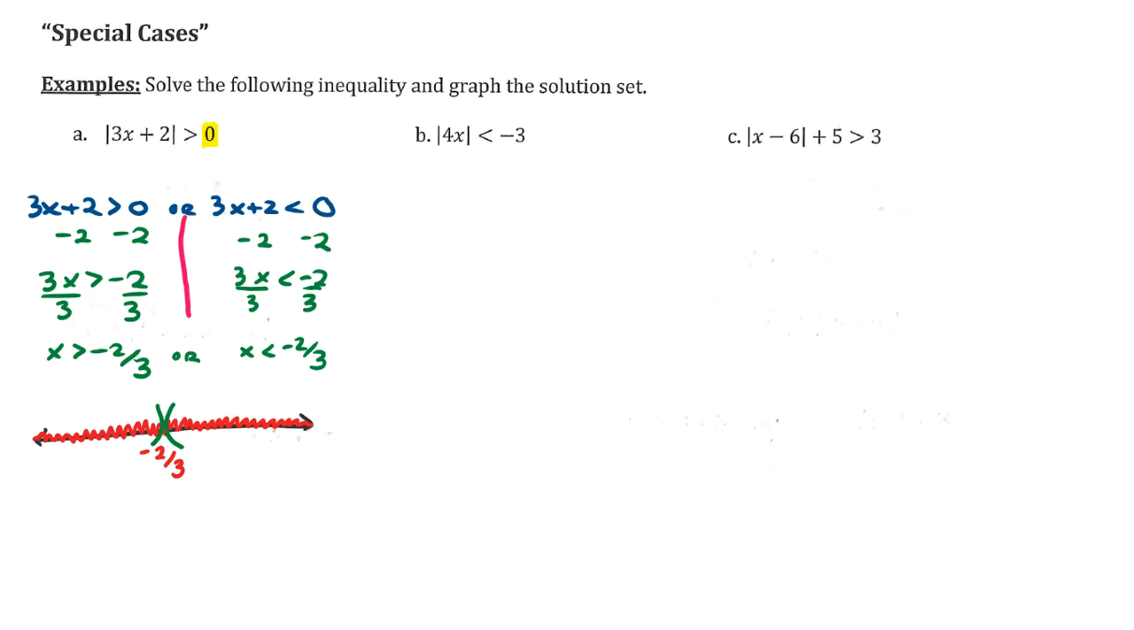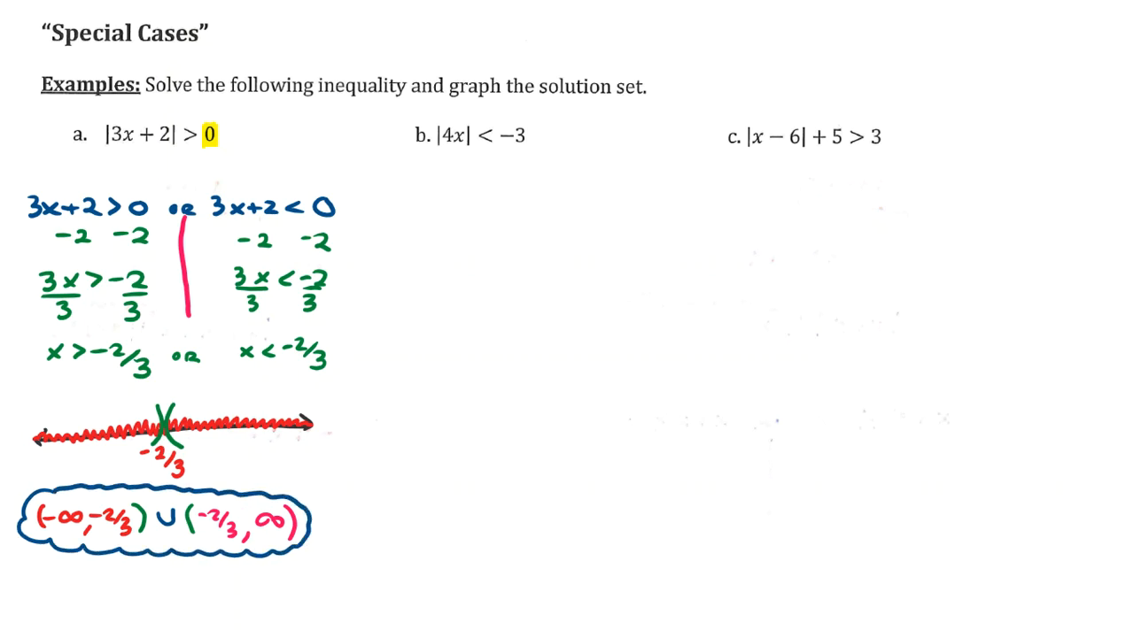Without further ado, here's the interval notation, which represents the solution to this entire absolute value inequality. Parentheses negative infinity, comma negative 2/3, parentheses on the negative 2/3, and we're going to union that with parentheses negative 2/3, comma infinity. And that right there is the interval notation representing the solutions to our first special case absolute value inequality.